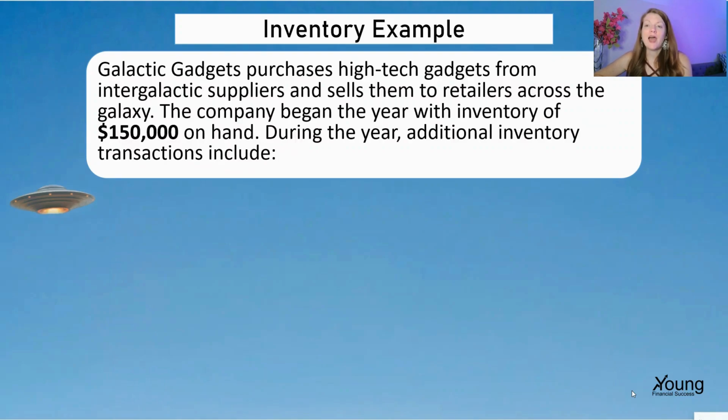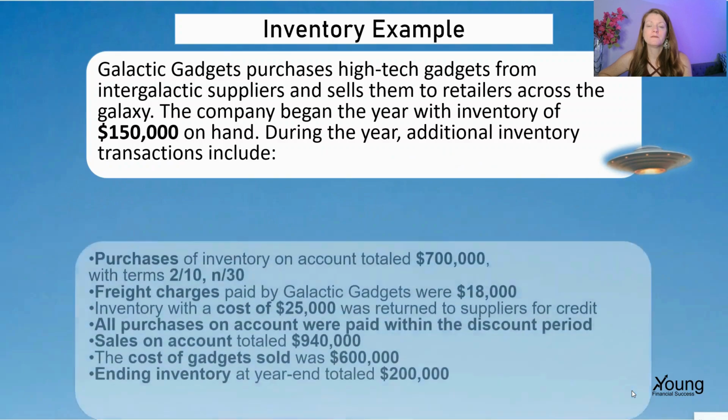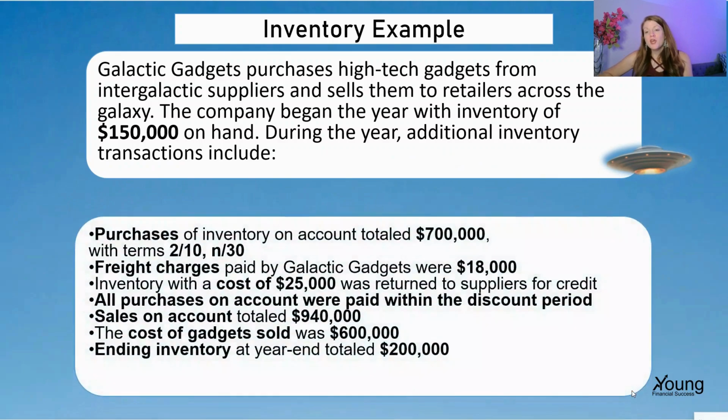So let's look at Galactic Gadgets. They purchase high-tech gadgets from an intergalactic supplier and sell them to retailers across the galaxy. The company began the year with inventory of 150,000. And then during the year, they have additional transactions. Whoop, we got a little movement on the UFO. They purchase 700,000 of inventory throughout the year with terms 2/10 net 30.